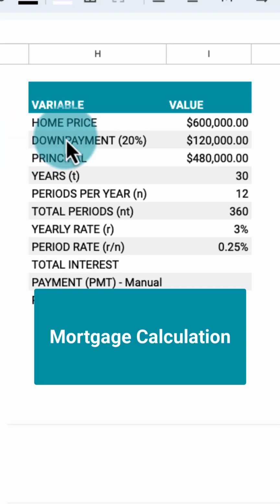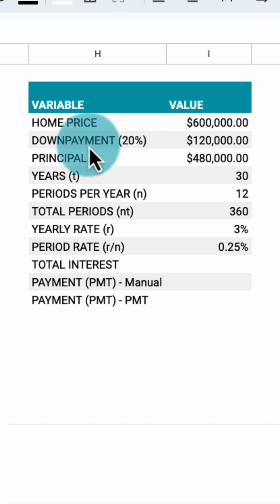Let's learn how to calculate a mortgage. Let's assume the price of the house we want to buy is $600,000 and we're going to make a down payment of $120,000. So we're going to borrow a principal of $480,000, which is 600 minus 120. This is going to be a 30-year loan with monthly payments.